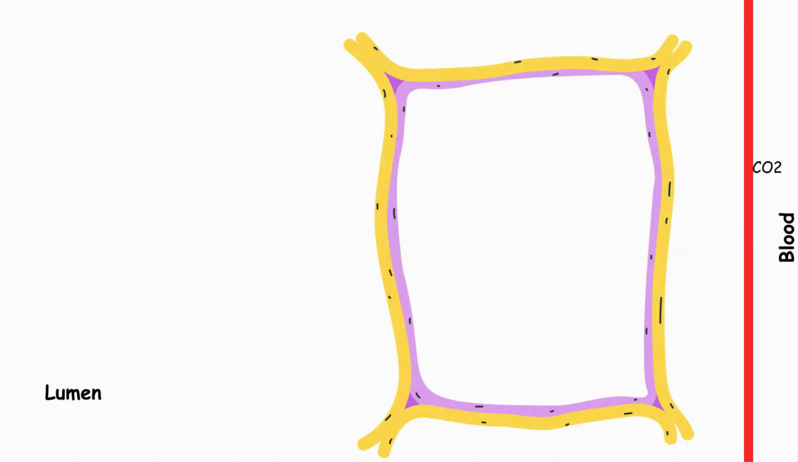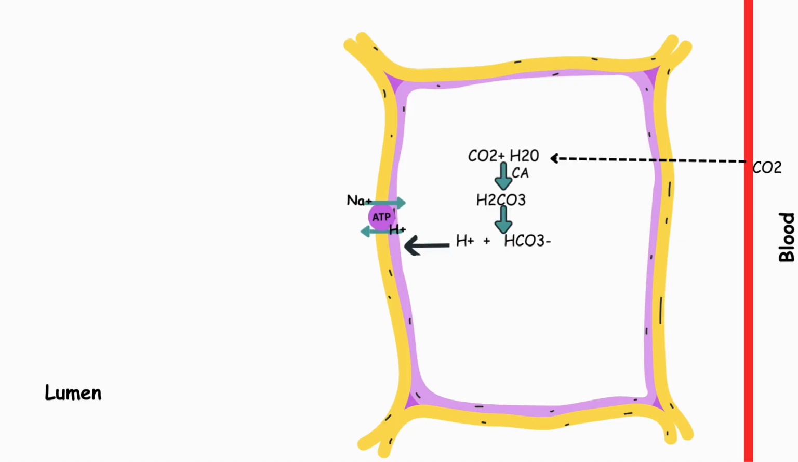Carbon dioxide diffuses into the cell and combines with water to form carbonic acid in the presence of the enzyme carbonic anhydrase. Carbonic acid will break down into hydrogen ions and bicarbonate ions. Hydrogen ion will be transported through the sodium and hydrogen antiporter into the lumen. Hydrogen ion combines with bicarbonate ions present in the filtrate and forms carbonic acid, which breaks down in the presence of the same enzyme, carbonic anhydrase, present in the cell membrane, into carbon dioxide and water. Carbon dioxide and water will be absorbed into the cell.